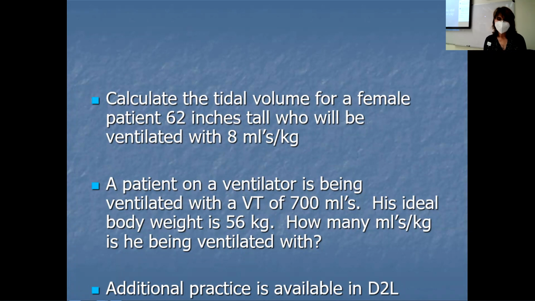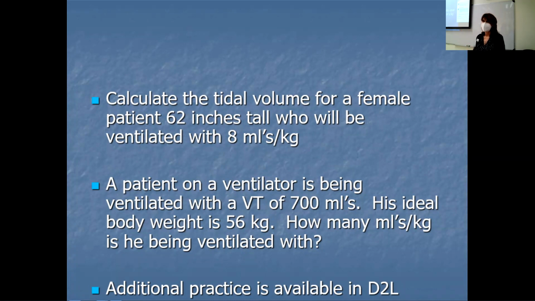So I just wrote down, if the tidal volume is known, divide by the ideal body weight, and then you'll get the mLs per kilogram. Okay, and then additional practice is available in D2L. If you're given the tidal volume and asked how many mLs per kilogram, you're not going to give a range at that point. You're just going to take the tidal volume, divide by ideal body weight, and say what the mLs per kilogram is. There's no range there.